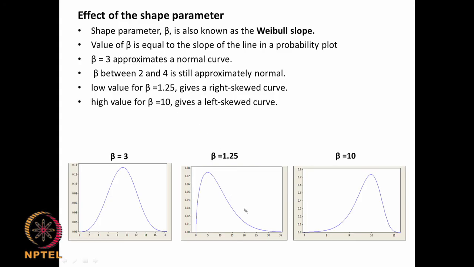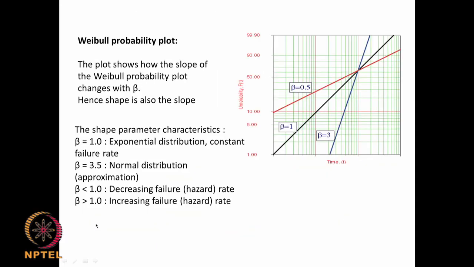So, with beta lower, now you can see this, it is a right skewed curve, and when beta is greater than 10, you get a left skewed curve, that means data is missing on the left, whereas here you have the data missing on the right. So, by varying beta we can arrive at skewed distributions, and between 2 to 4 value of beta you end up having approximately a normal distribution. As you can see here, when beta is 3, it is approximately a normal distribution. Okay. So, let us look at the probability plot.